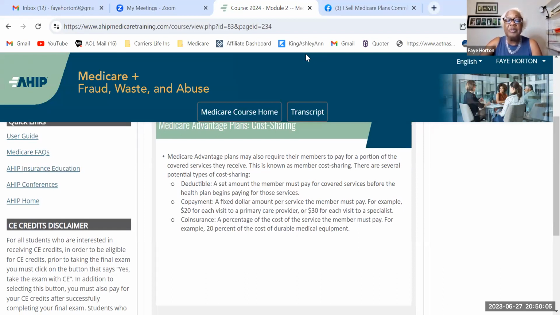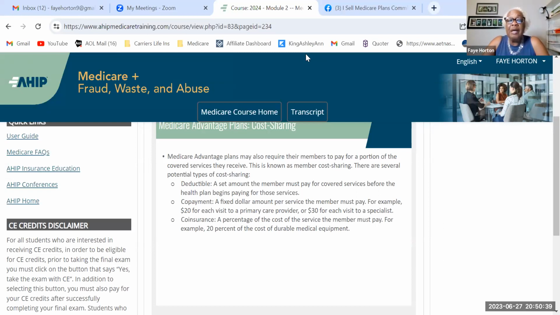There are deductibles, which is a set amount that the member must pay before covered services are covered through the health plan. Copays is a cost sharing method, and it's a fixed dollar amount per service that the member receives, and they pay it when they receive it. Example, $20 for primary care, $30 for a specialist.